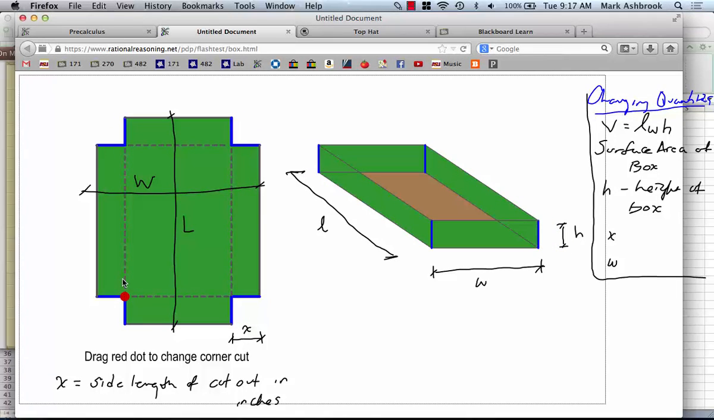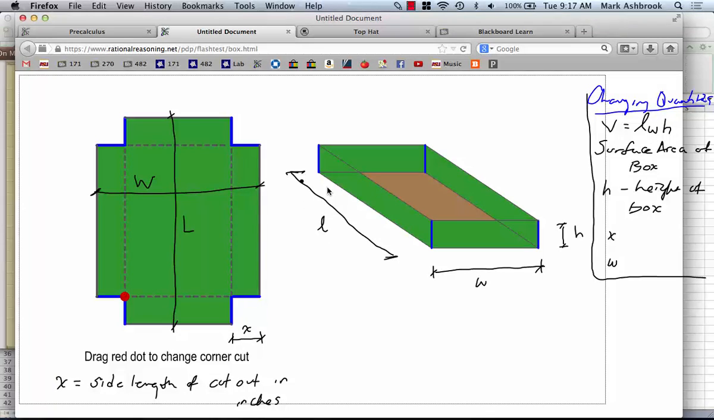There we go. Okay. One of the things we want to focus on is this volume equation. Since the very first thing we do is cut out these squares, that's the starting point changing quantity. So it'd be nice to be able to write this volume in terms of this cutout. We cut out the squares, some length, and then have a formula based on that length that gives us the volume. So in order to do that, we need to get L in terms of x, W in terms of x, and H in terms of x.